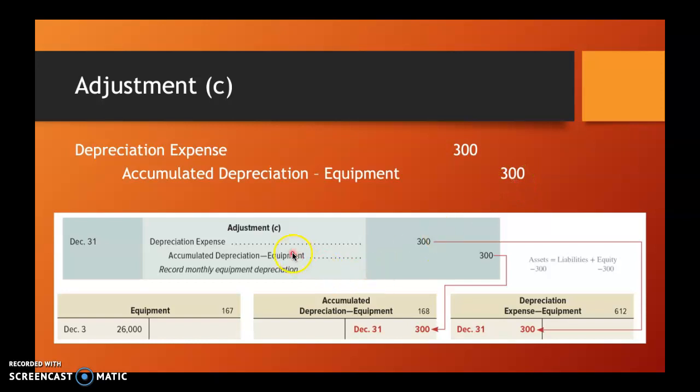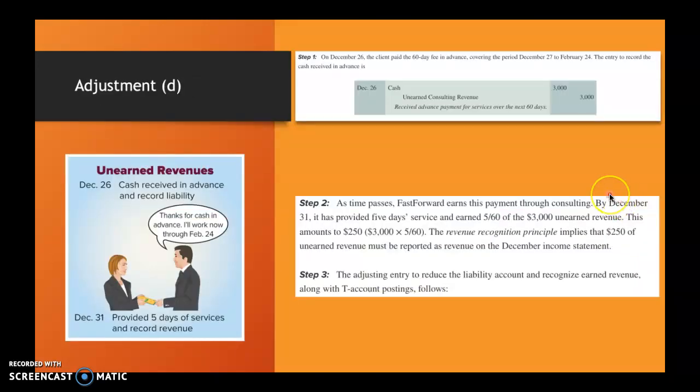So you can see here where those two amounts go. Adjustment D.